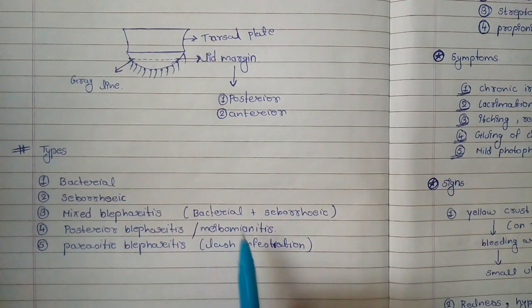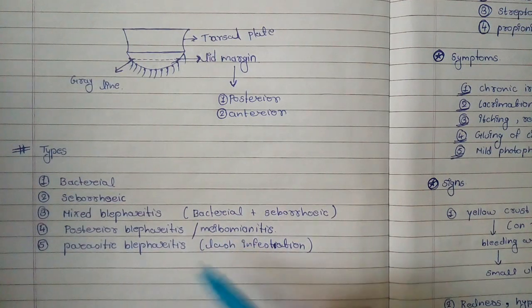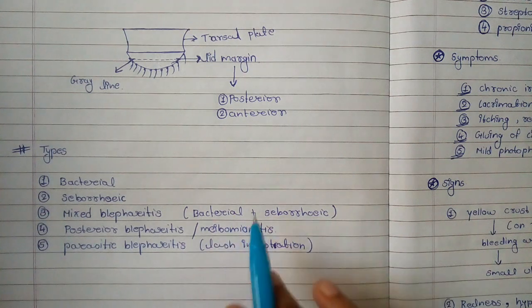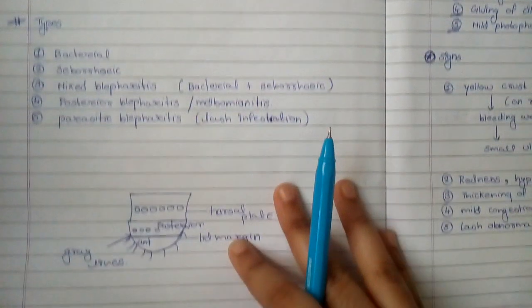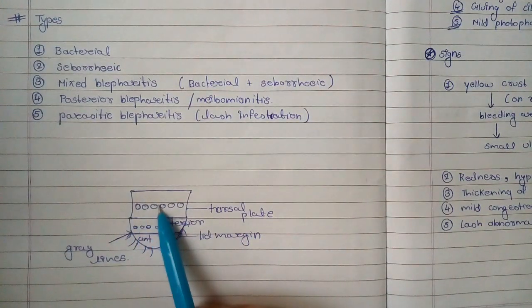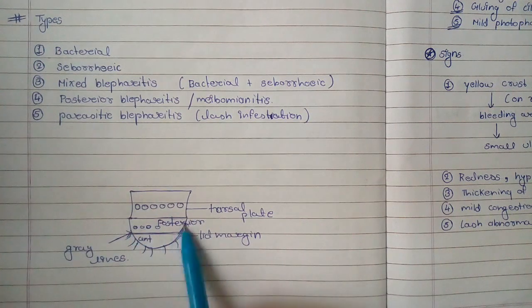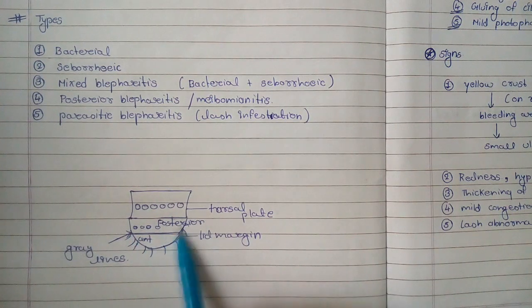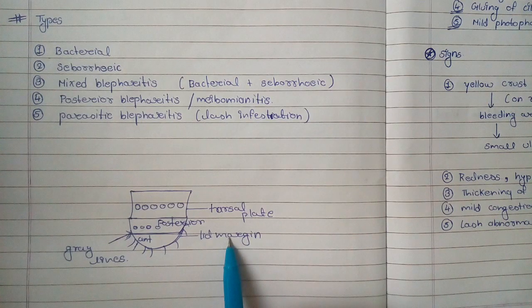So why is it called meibomitis? Because on the posterior part of the lid margin we have the opening of the meibomian glands. In this diagram you can see in the tarsal plate there is the presence of meibomian glands and their opening is present in the posterior part of the lid margin.